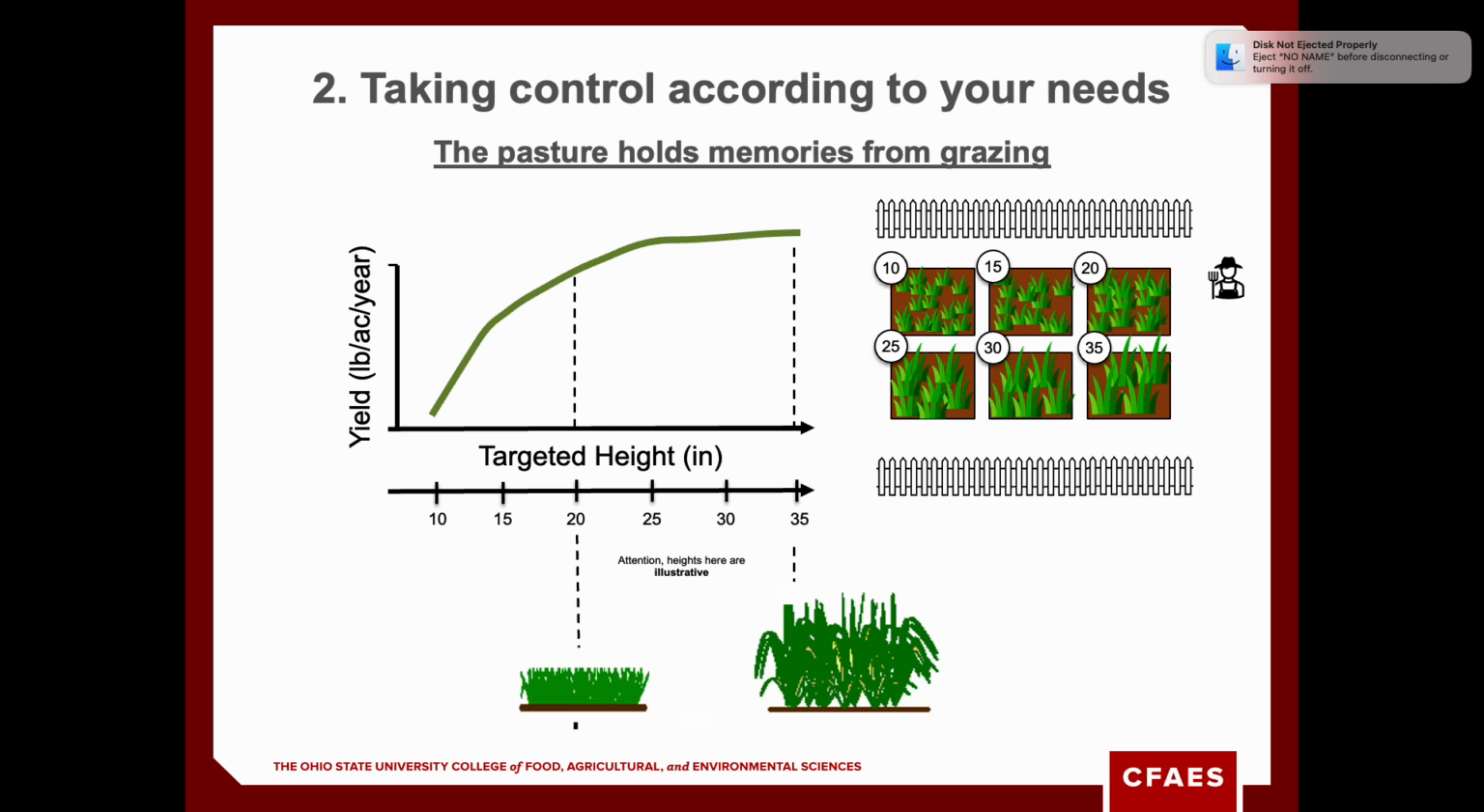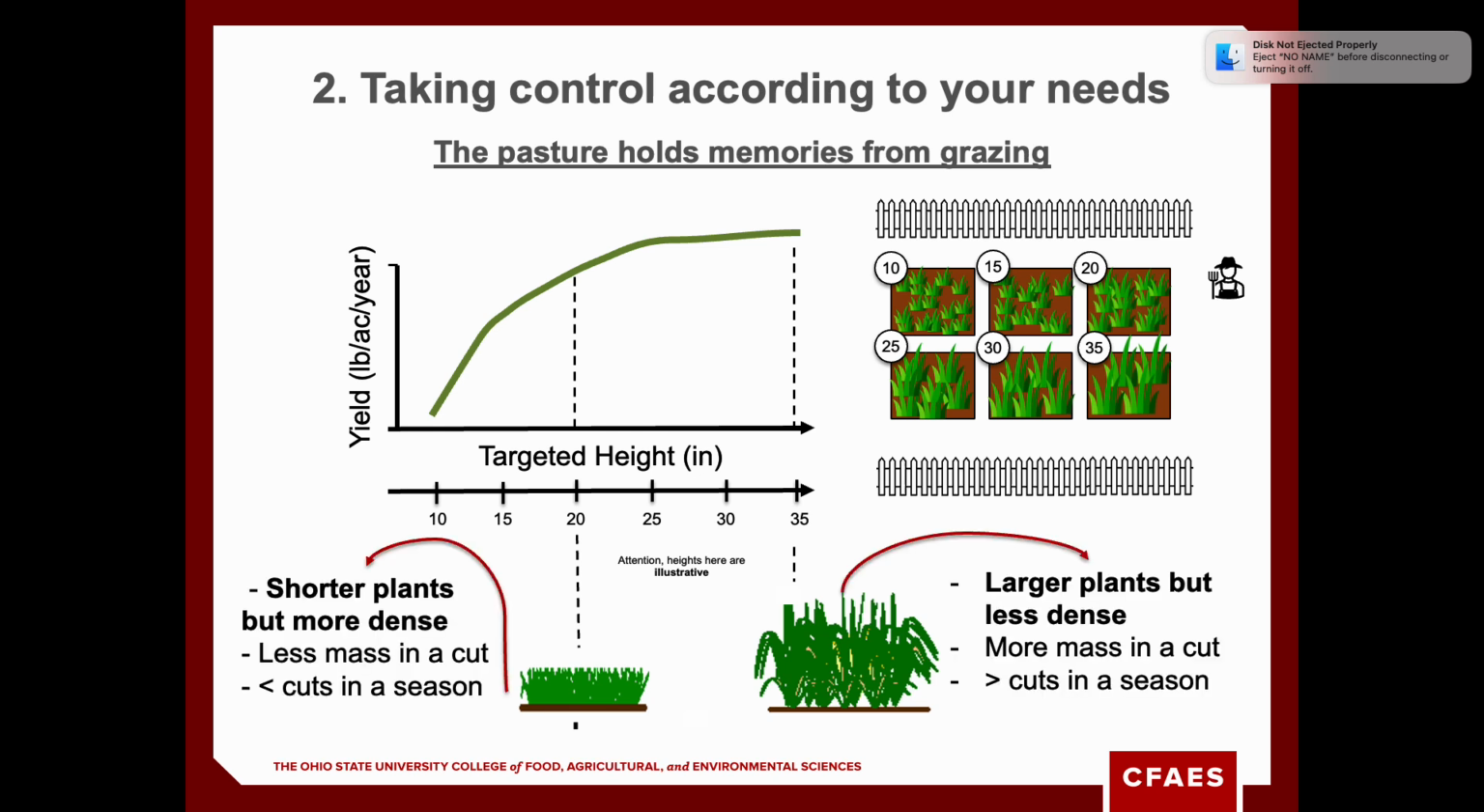Interesting points. Do you notice that this farm will realize that grazing at 20 and grazing at 35, a taller pasture, is producing the same thing? How is that possible? I mean, the one that has more mass is supposed to be producing more. And this is the idea of pasture has memories.